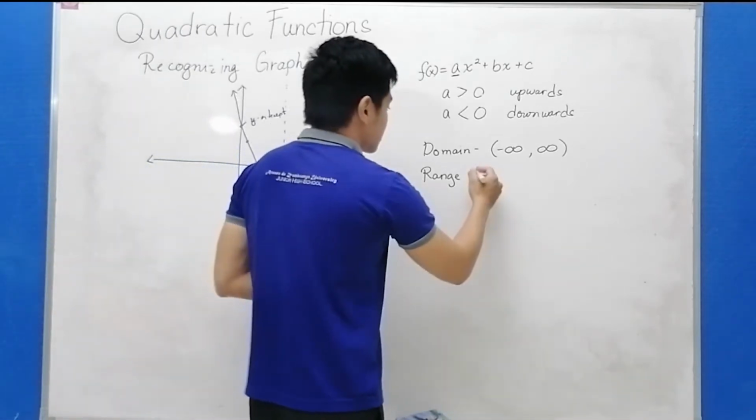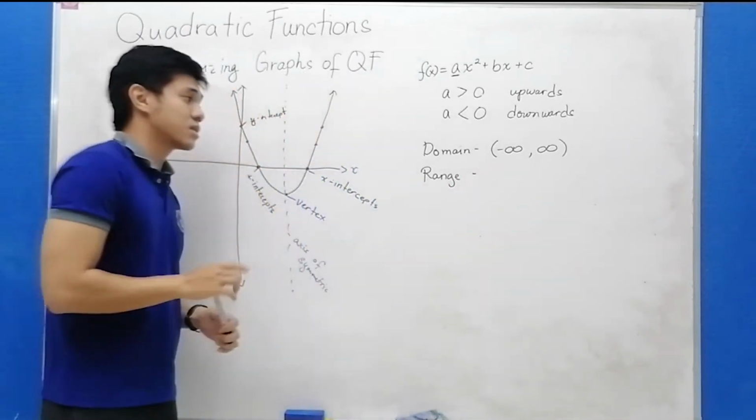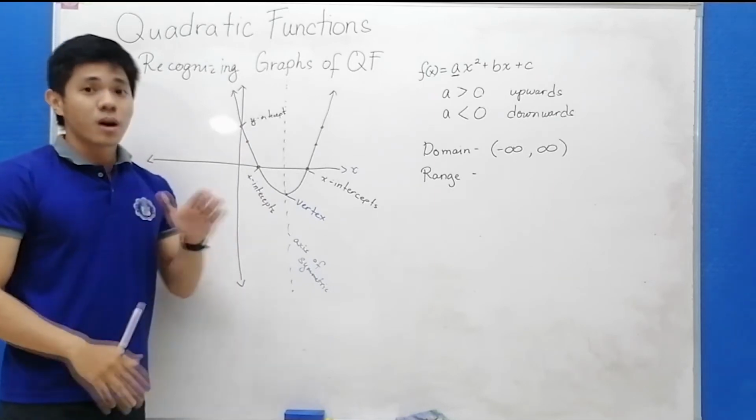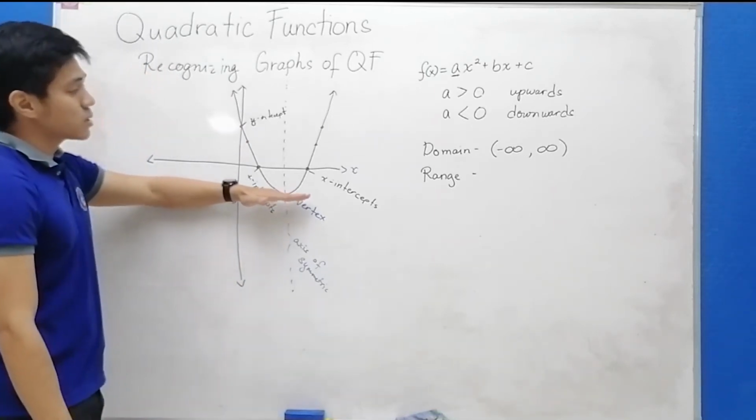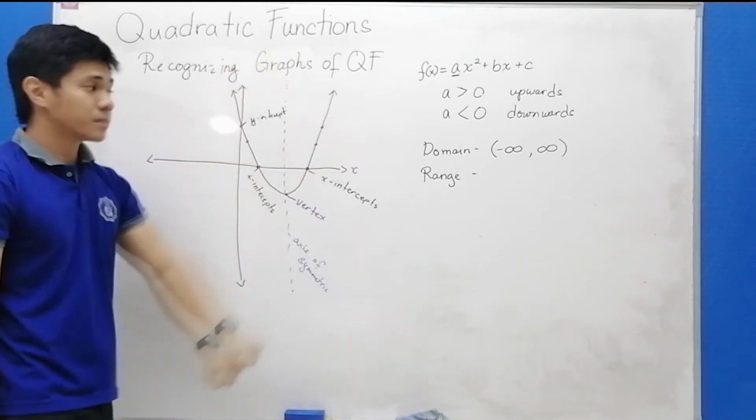Range is now where it changes, because range means all of the values possible for Y. So what do we mean by that? All of the values possible for Y is going to be the range.